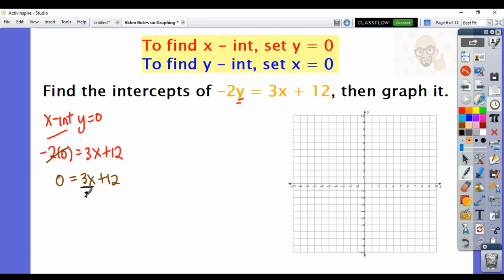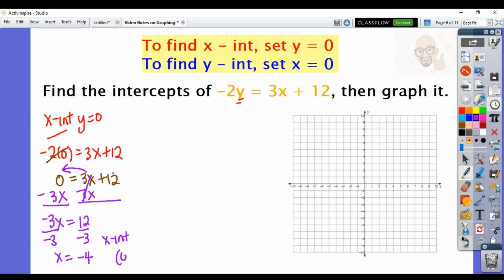Some students tend to distribute and divide by 3 already. You can, but to avoid common mistakes, I would like you to move one term to the other side. Between them must be an equal sign. So I'm going to subtract 3x here, subtract 3x here. This cancels out. So now you have negative 3x is equal to 12. Now it's time for you to divide by negative 3. So therefore, x is equal to negative 4. So therefore, the x-intercept is (negative 4, 0).